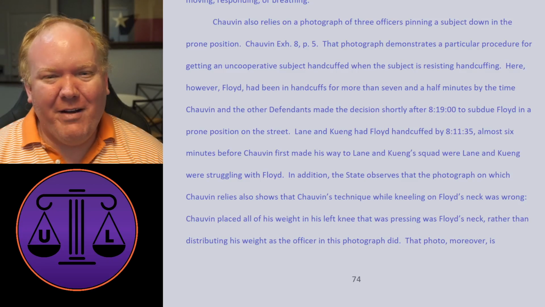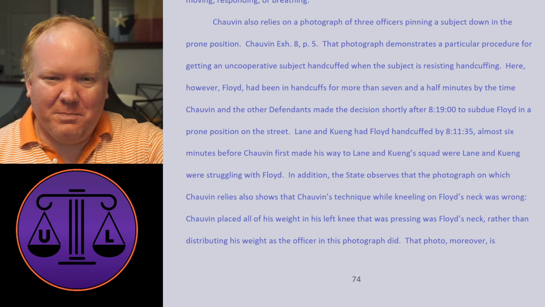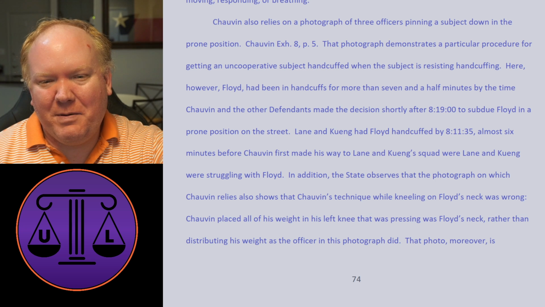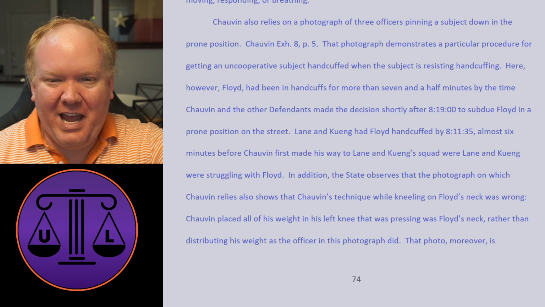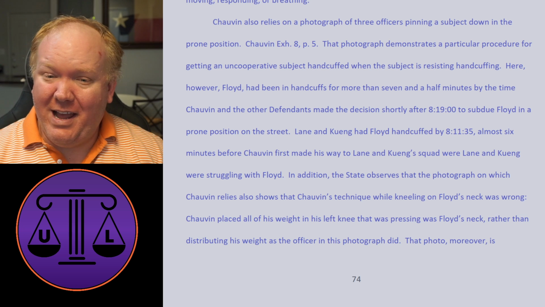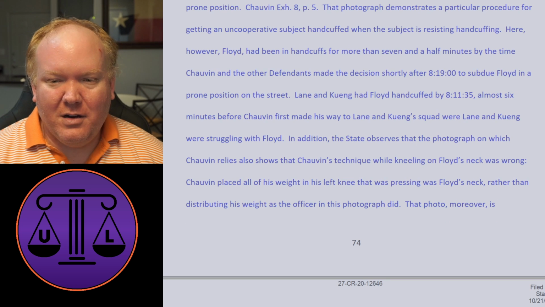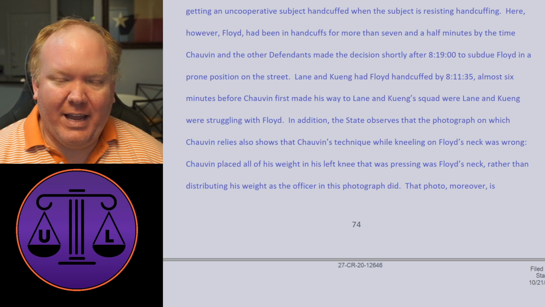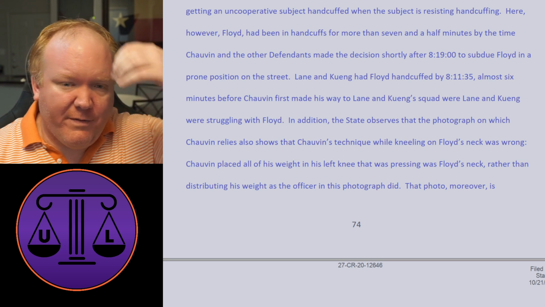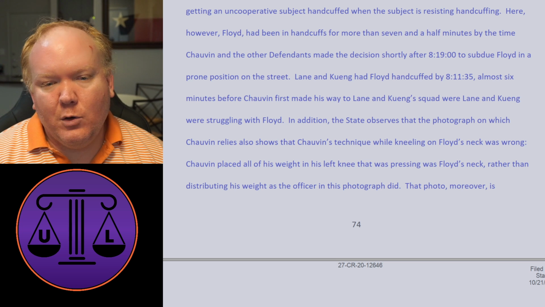No. So apparently there's a photograph of some of the officers pinning someone down. The photograph demonstrates a particular procedure for getting an uncooperative subject handcuffed when the subject is resisting handcuffing. Here, however, Floyd had been in handcuffs more than 7.5 minutes, and the other defendants had made the decision shortly after 8 minutes into the incident to subdue Floyd in a prone position on the street. Lane and Kueng had Floyd handcuffed by 8 minutes and 11 seconds, almost 6 minutes before Chauvin made his way to Lane and Kueng, who were struggling with Floyd.